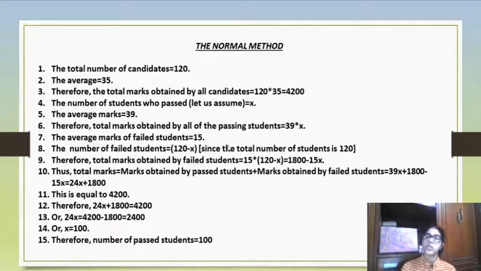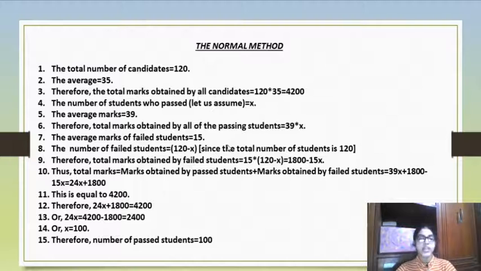Now what do we do? We add up the marks obtained by the passed students in total and the failed students in total, so we get the total marks obtained by everyone in that examination. We add the two expressions we got, 39x plus 1800 minus 15x, which works out to be 24x plus 1800. That's the total marks that anyone got. But we derived a value of the total marks back in step 3, so we equate this expression to 4200, and then we solve this for x. The value of x that we get is 100.